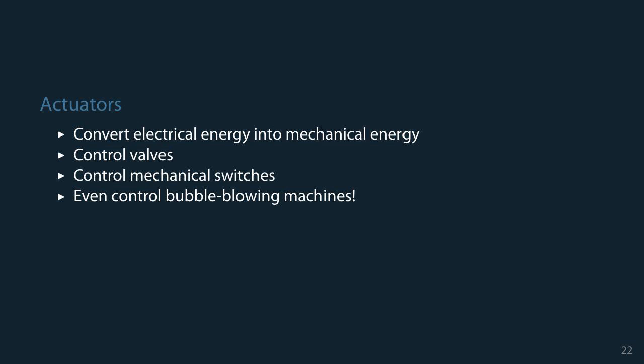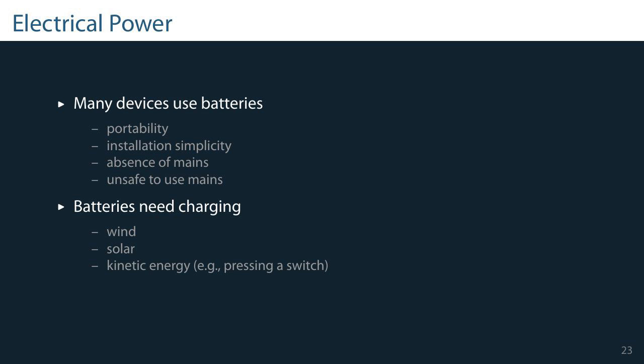A big issue, maybe the biggest, is electrical power. Many devices use batteries for portability, for the simplicity of installation, because of the absence of mains power, which in the US we call household power, and in places where it's just unsafe to use mains power, for example in a gas meter. And batteries need charging, so batteries can be charged in many conventional ways. Also, increasingly, they're being charged by wind, solar, or even kinetic energy.